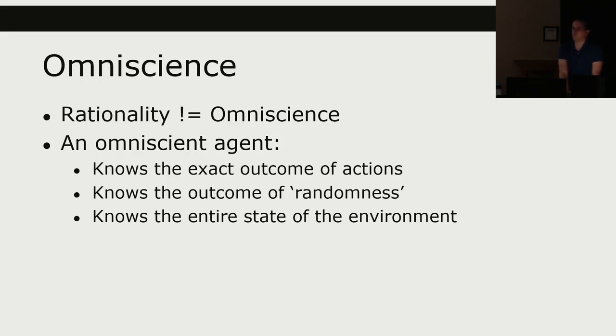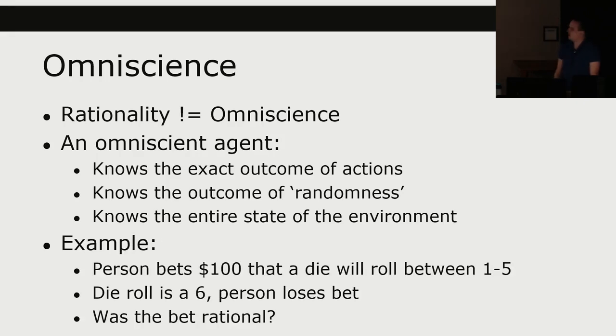So here's an example. Let's say I have a 6-sided die, just a normal die. And I tell you, okay, I'm going to bet you $100. If it rolls between a 1 and a 5, you win $100. If it rolls a 6, I win $100. Who here would take that bet? Right? Only 3 of you. Come on, it's a 5 in 6 chance, right?